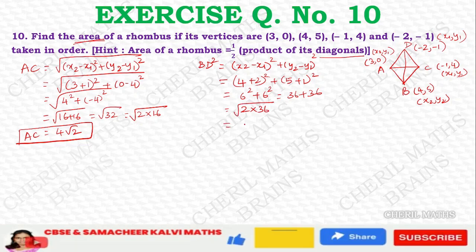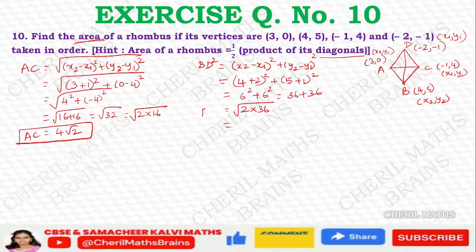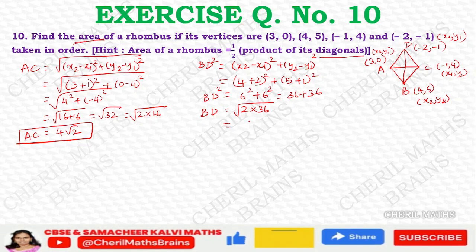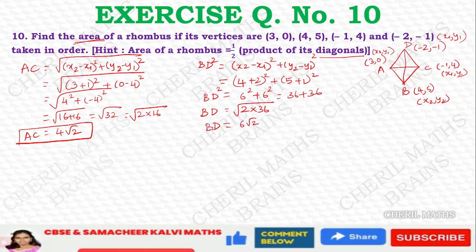So this is for BD. Okay, this is for BD. Till BD square, we are not using the root here. So here it is BD, which will be 6 root 2. That is going to be BD.